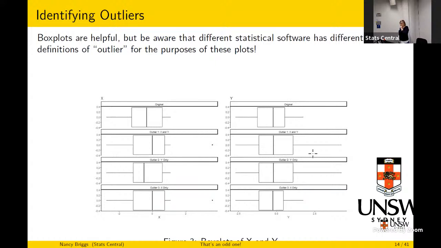I think that R's rule is that if the value of a variable is 1.5 interquartile ranges above that 75th percentile value, so if it is more than 1.5 IQRs above the edge of the box, then put a point there. But that's not the only definition of showing a dot, and different stats packages have their own system for determining whether or not it's an outlier.